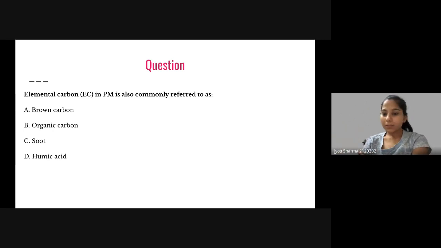Anyway, Lakshmi gave me answer C, that is soot. Yeah. So whenever we have elemental carbon in particulate matter, that will be referred to as soot.